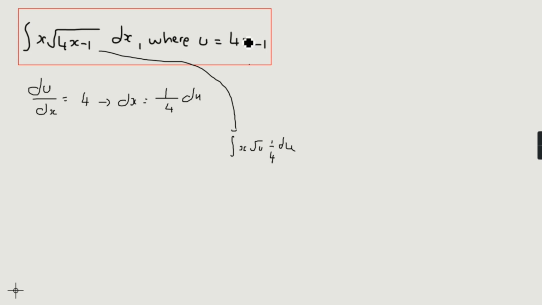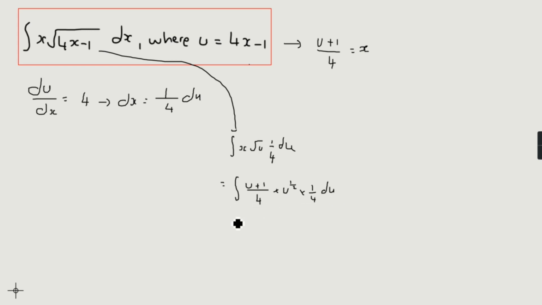But we know that u is 4x take 1. What if we make x the subject of the formula and then replace it? So if u equals 4x take 1, well then we add 1 to both sides. We've got u plus 1, and then divide everything by 4, and that equals x. So now we can replace the x here. I'll show you what we mean. We've got the integral of u plus 1 over 4 times square root of u. It's easier to do integrals with indices, so we're going to multiply by u to the power of 1/2 and multiply by 1/4 du.